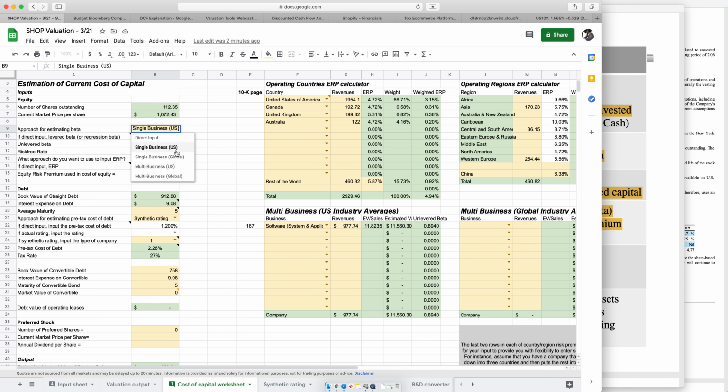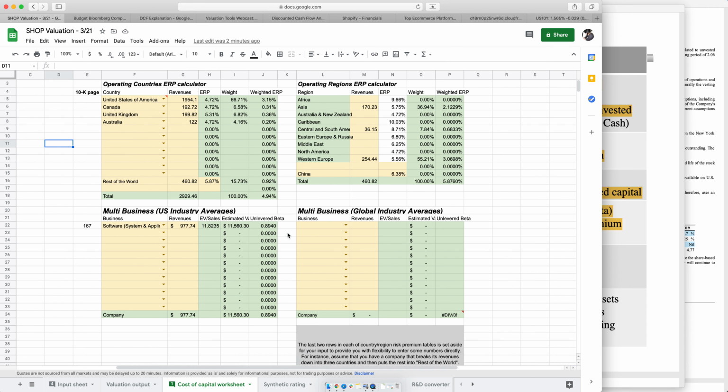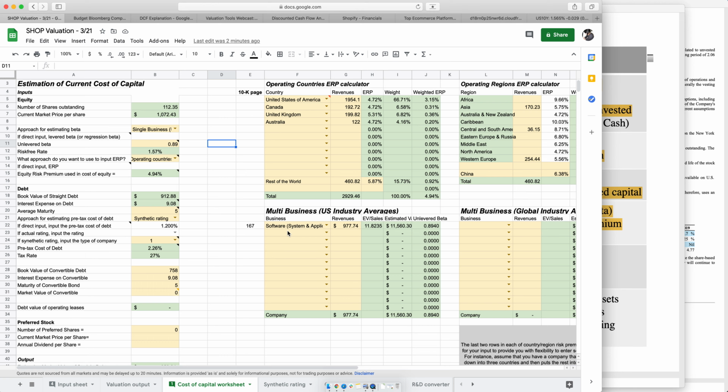So your options are basically based on what kind of company you are. Are you in a single business? Are you a global versus US business? Or are you potentially in multiple businesses? For example, if you're Amazon, in a gazillion businesses and different product lines, you maybe want to put multi-business. In this case, it's basically one company, one industry, so I'm going to say single business.